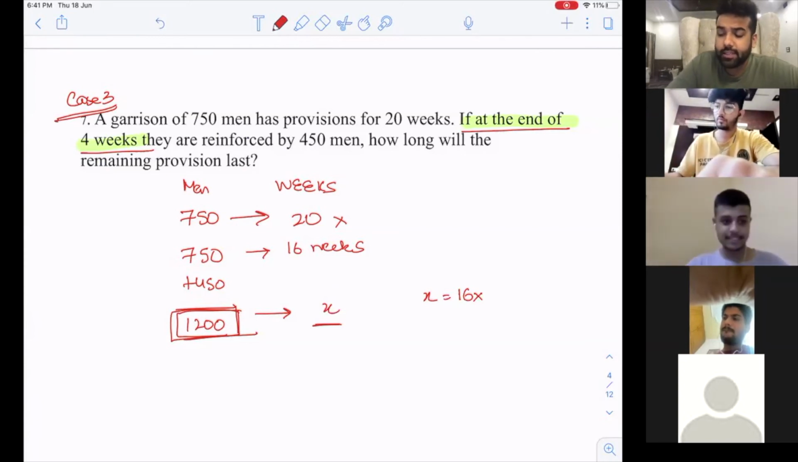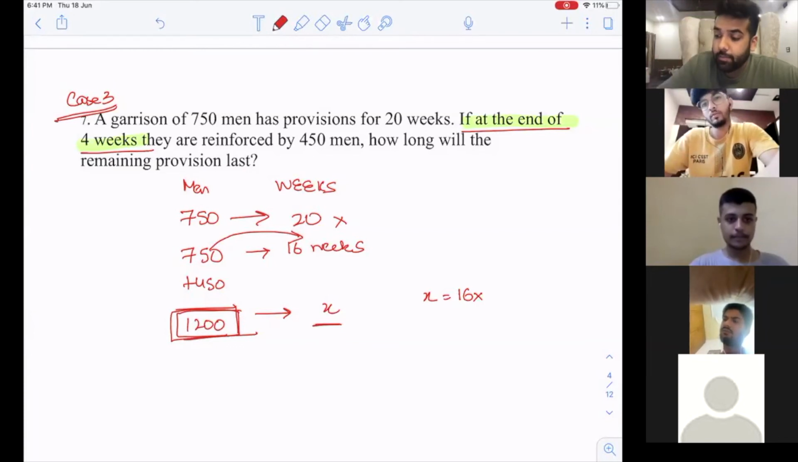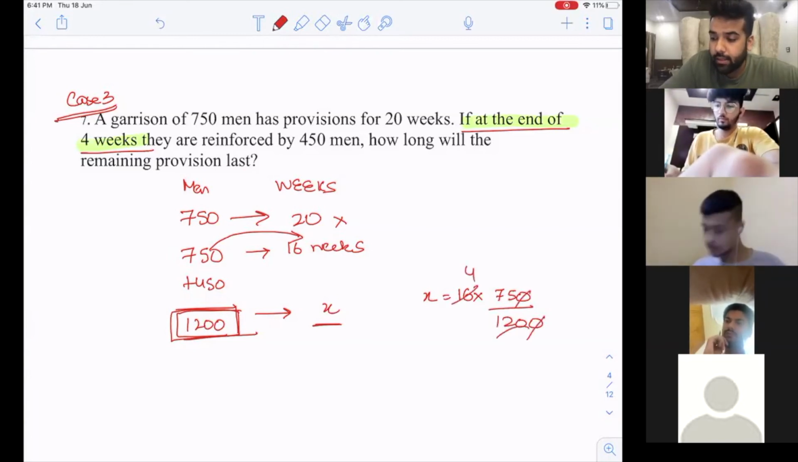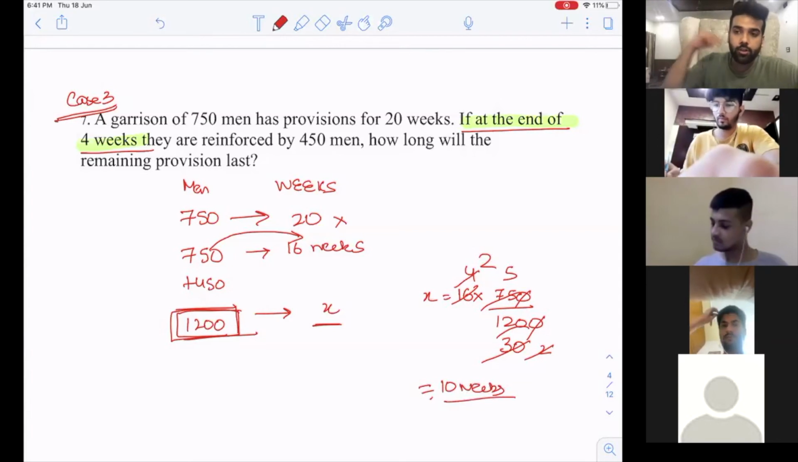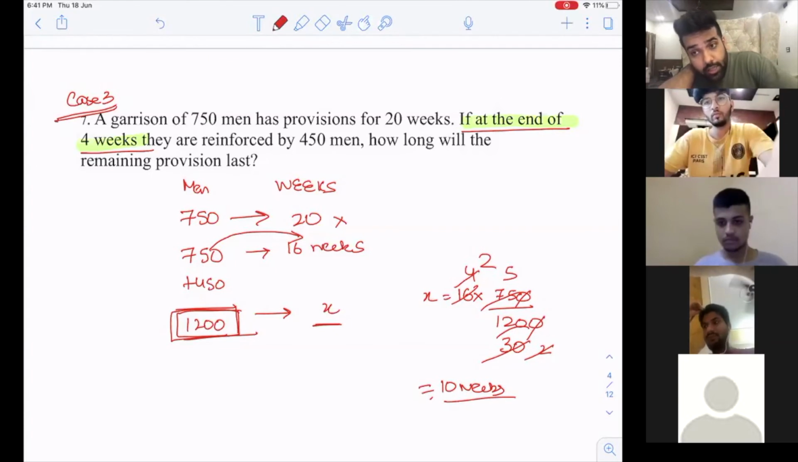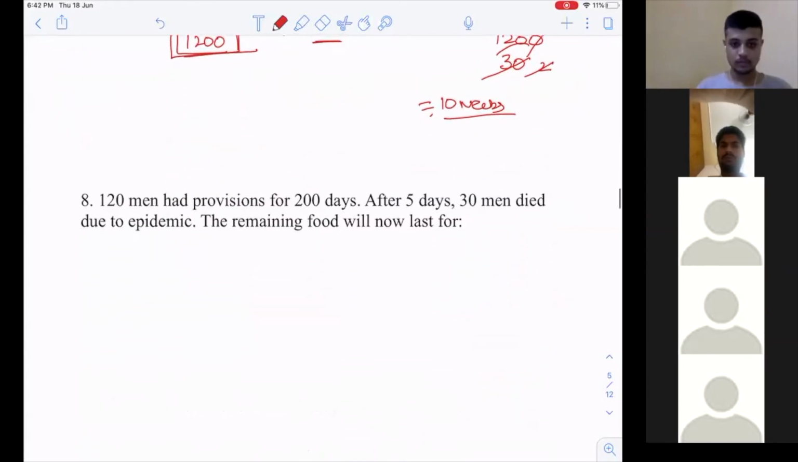Look, X is 16. For 750 men, the food is for 16 weeks. For 1200 men, now the men have increased. Will the food last longer or shorter? Shorter. For shorter, the smaller number goes on top, the bigger number below. Let's cancel it. 4 by 30. Cancelled with 15. 5 by 2. Answer is 10 weeks. Is it clear or not? Good. Rajat clear? Rohan clear? Rishabh clear? Yes, sir. Okay, let's try a simpler, similar question.